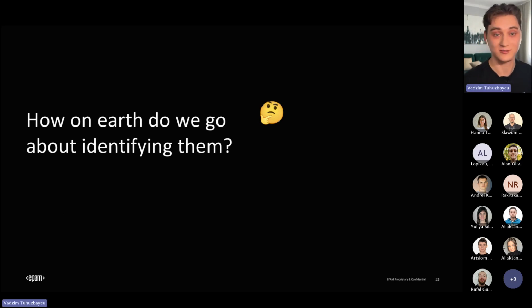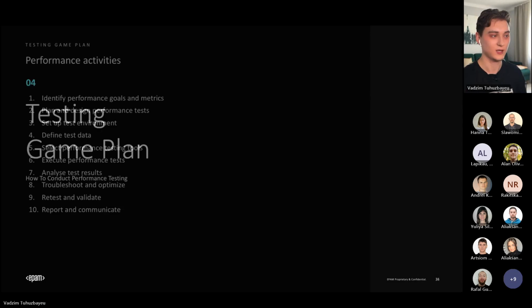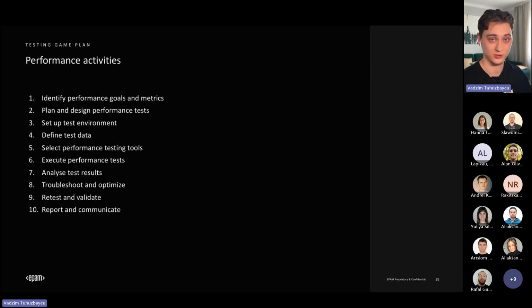And that's where our trusted tool, performance testing, comes into play, right? There's a set of crucial activities, and we can call it a testing game plan. On the slide, we've got activities that performance engineers usually take, but you don't need to pay attention to them at the moment. The entire process can vary from one project to another, and it's a good idea to consult a performance engineer.